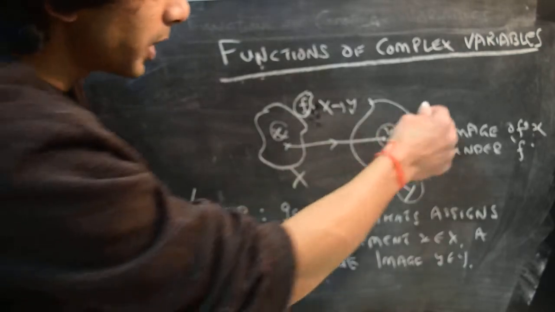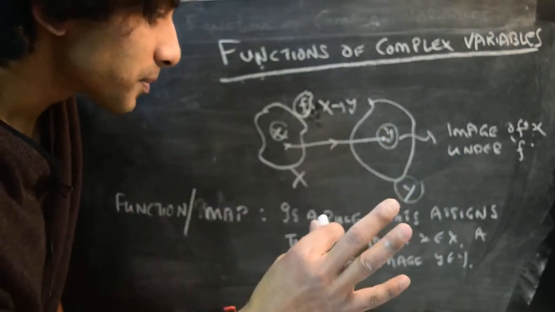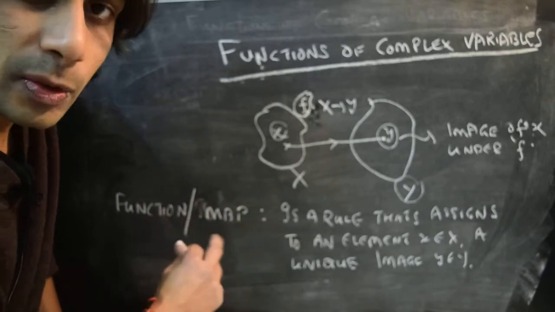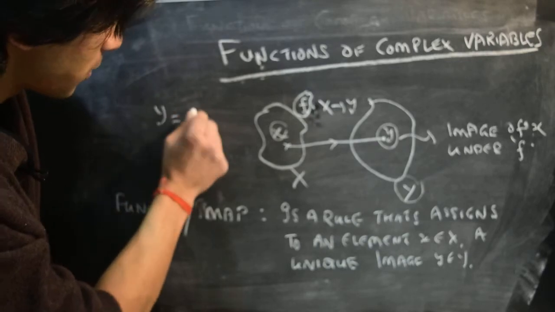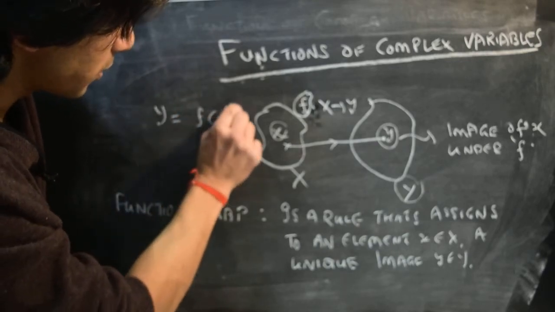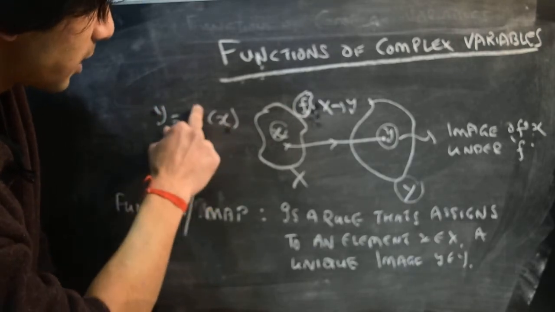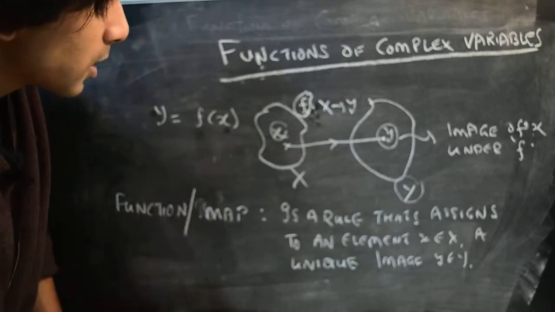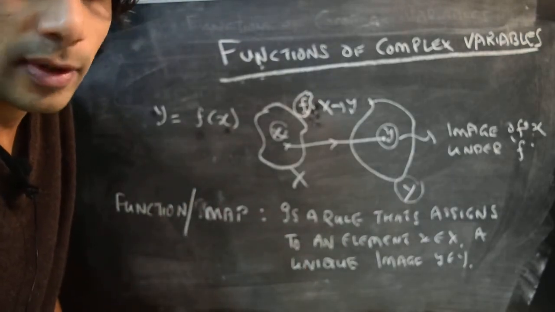We can also write a mapping from set X to set Y in the form y is f of x. So we'll say that small y is the image of small x under the mapping f, and f is called a function. So that's the basic definition of what a function or a mapping is.